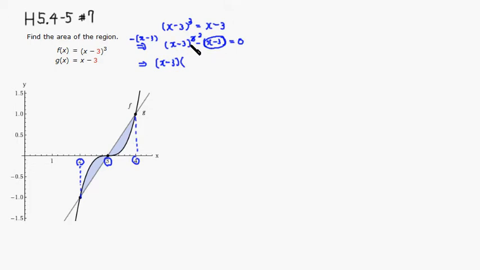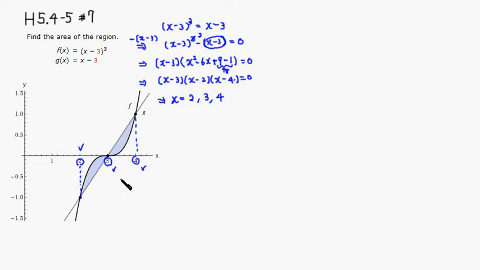So x minus 3 squared would be x squared minus 6x plus 9. Since x minus 3 is factored out, you have a minus 1, equal to 0. Then you get quantity x minus 3 times x squared minus 6x plus 8, so this is just a plus 8. We can factor it: x minus 2 and x minus 4 equal to 0. So x is going to be equal to 2, 3, and 4. So these are our intersection points, and the picture looks exactly like that.